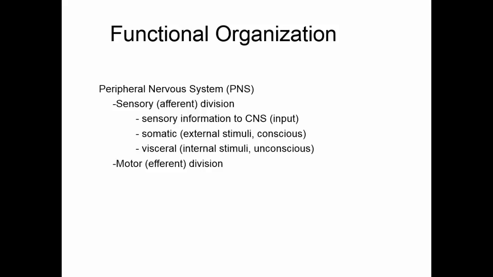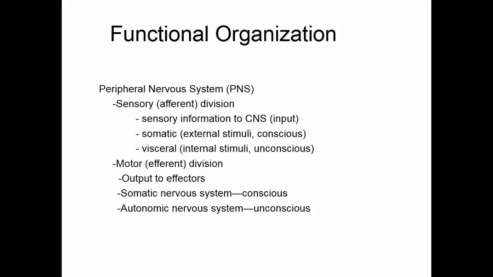The other branch of the peripheral nervous system is the motor or efferent division. This is our output division. This sends information to the effectors. The somatic nervous system is driven by our conscious brain. This goes to the skeletal muscle. The autonomic nervous system is driven by our unconscious brain. This takes care of events that we don't think about on a daily basis.